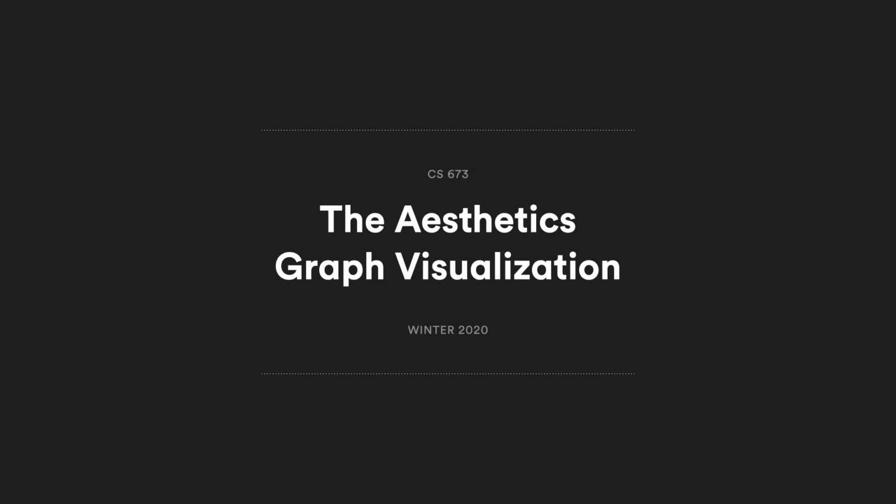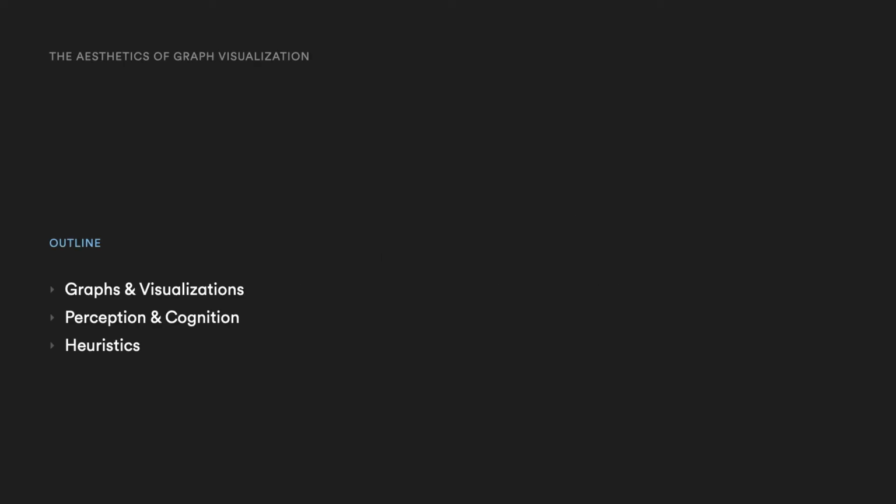All right, so we'll go ahead and get started. So we're going to talk about the aesthetics of graph visualization. This is our basic outline. We're just going to talk about a little bit of an intro about graphs, what they are, how to visualize them, then talk about perception and cognition, and as that relates to graphs and design. And then we're going to go through some specific heuristics.